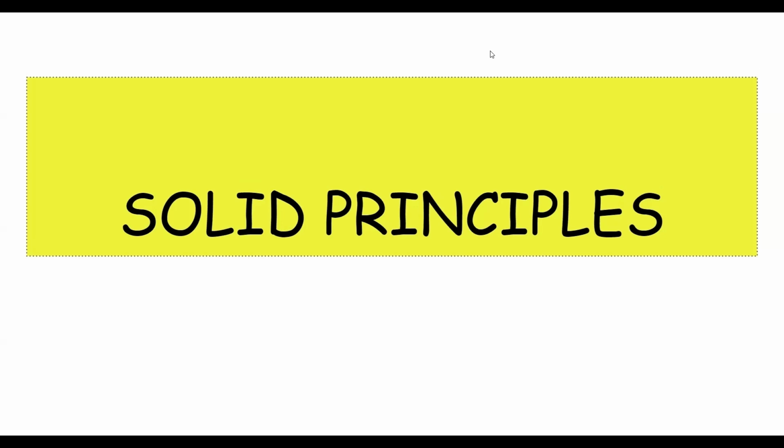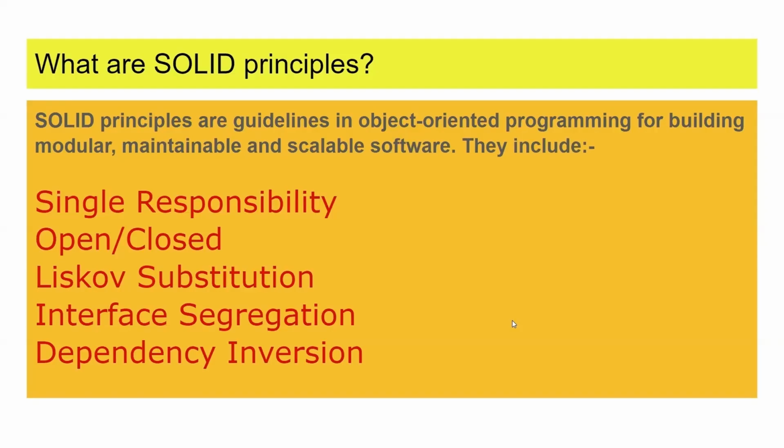So in this video, I'm going to talk about and explain the SOLID principles. This particular question, SOLID principles, has been asked in many interviews. Let's go by the definition. What are SOLID principles? SOLID principles are guidelines in object-oriented programming for building modular, maintainable, and scalable software. These principles include single responsibility, open-closed, Liskov substitution, interface segregation, and dependency inversion.